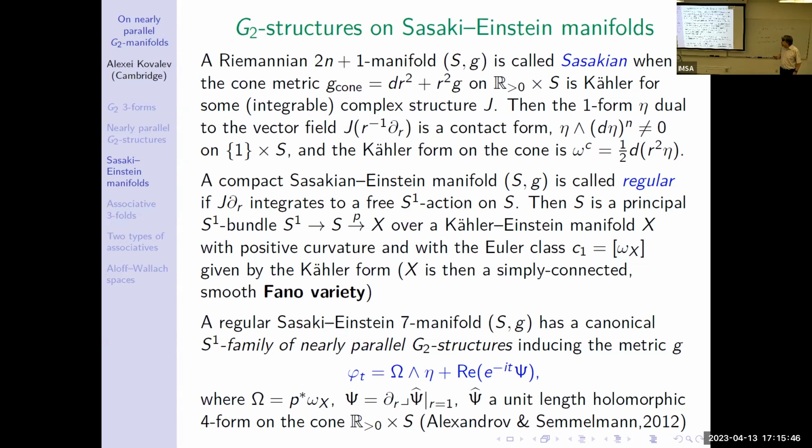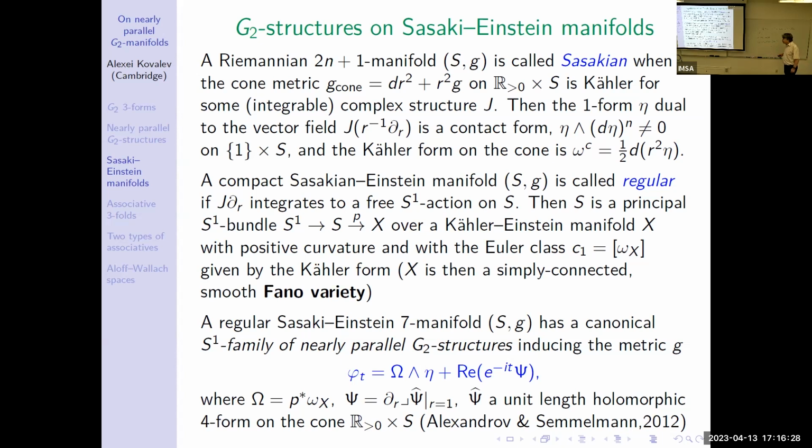So we start from this Ricci-flat cone. It has a trivial canonical bundle for zero forms. We take a trivialization, the holomorphic form, and then the interior product with this radius vector field to get a well-defined three-form on the manifold S. It turns out the holomorphic form is determined up to multiplication by a complex constant of modulus 1. We can take any such factor, and that's where the S1 family comes from. That's a result by Alexandrov and Semmelmann in 2012.